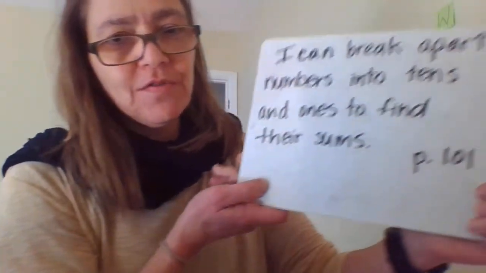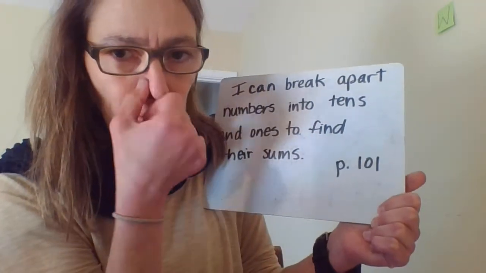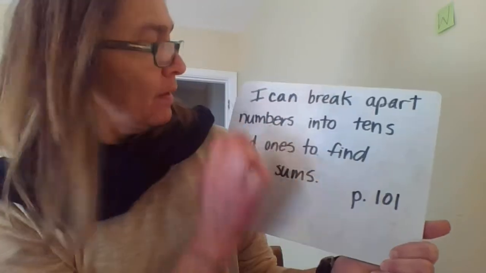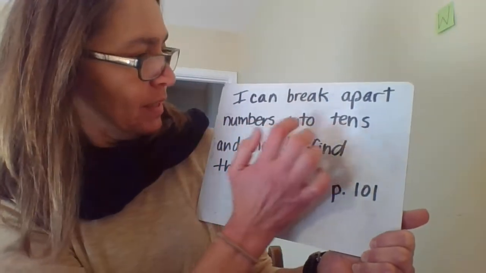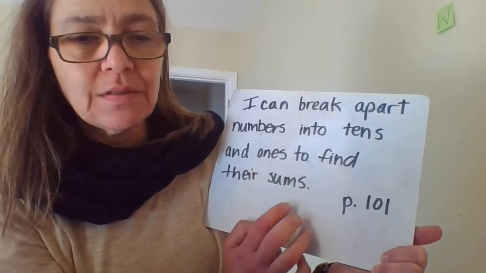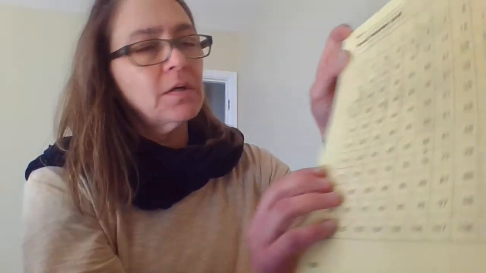Okay, so we're going to read the I can statement, and I wrote it for you right here, and you can follow along in your book at the top of page 101. I can break apart numbers into tens and ones to find their sums. Okay, so you will also use your number grid, your hundreds grid. This could help you.